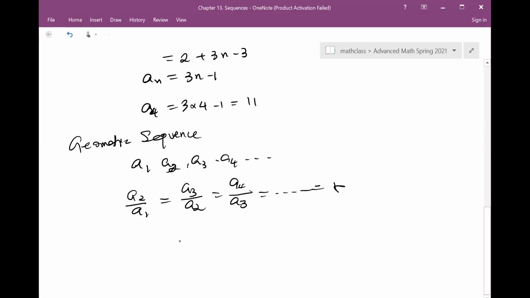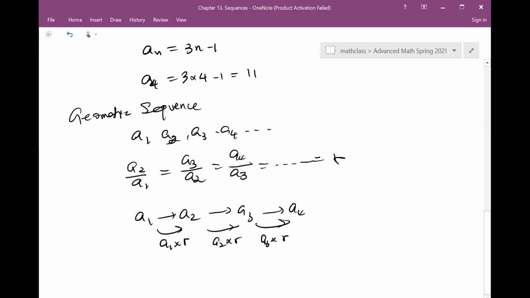You can also do it like this: A1 to A2 to A3 to A4. A1 is going to be A, A2 is going to be A times R. This will be A2 times R, this will be A3 times R. Okay? Just multiply the previous term by the same number, not add the same number to the previous term. We multiply the previous term by R, so you can get the next term. Okay.